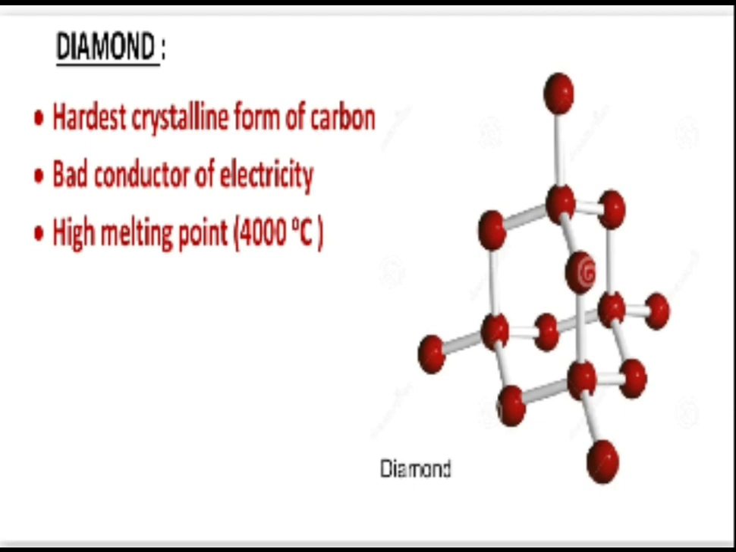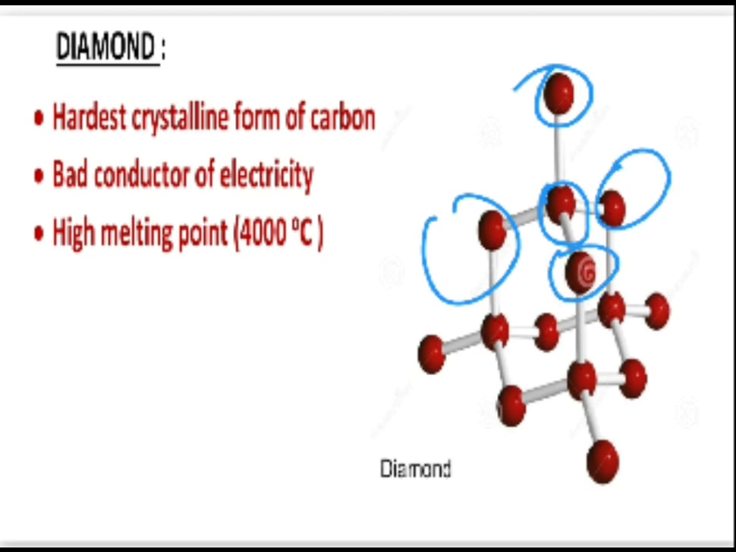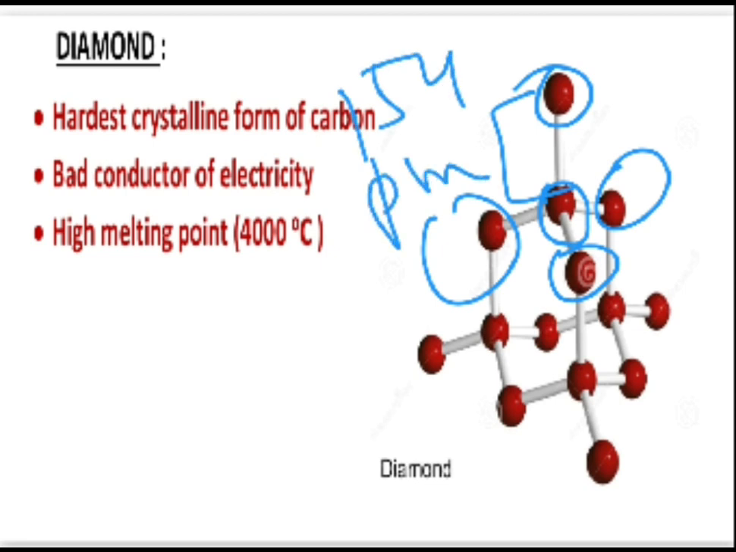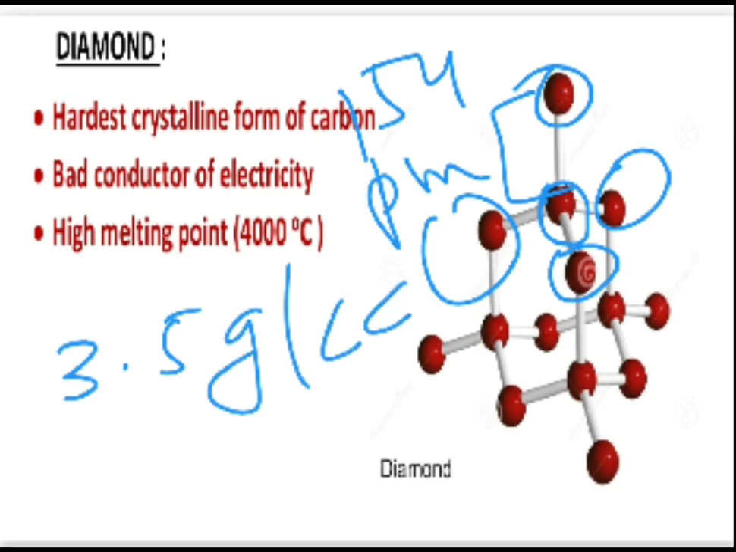Diamond is the hardest crystalline form of carbon. Each carbon atom here is linked to 4 other carbon atoms by strong covalent bonds, forming a rigid three-dimensional structure. So you can observe here, this is one carbon atom linked to 4 other carbon atoms by strong covalent bonds. Each carbon-carbon bond distance is in the range of 154 picometers and the density of diamond is 3.5 gram per cubic centimeter.